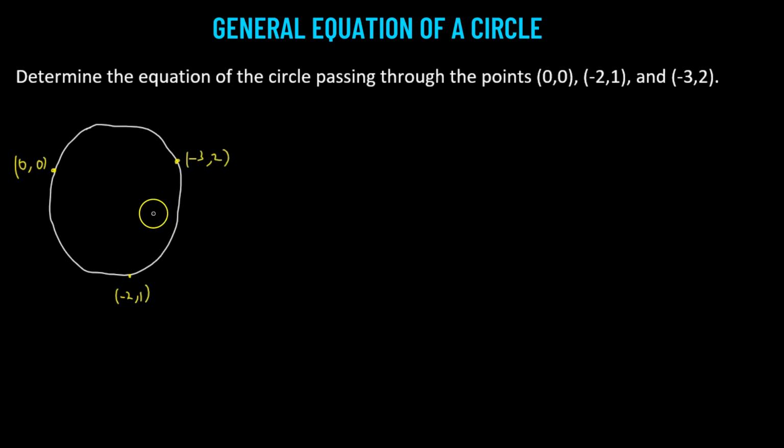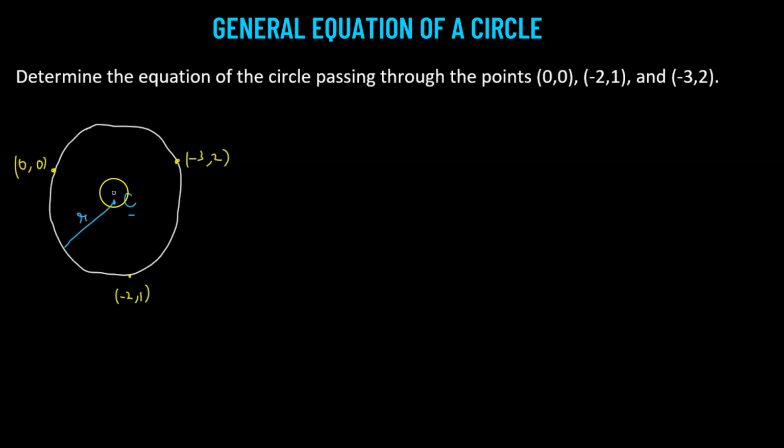So using these three points, we need to find out the equation of the circle. Now to find out the equation of a circle, we need two crucial pieces of information: the coordinate of the center, and the radius of the circle. Once we have that information, we can use the standard form of a circle, and using that standard form, we can easily find out the equation of the circle. But to begin with, we cannot use the standard equation of a circle because we do not have the coordinate of the center or the radius.